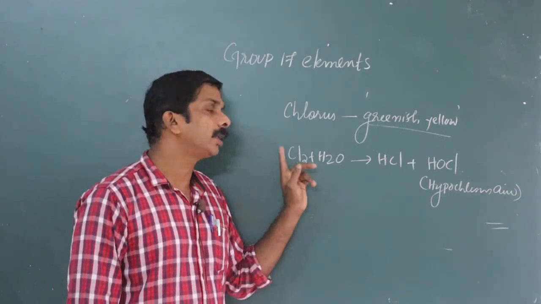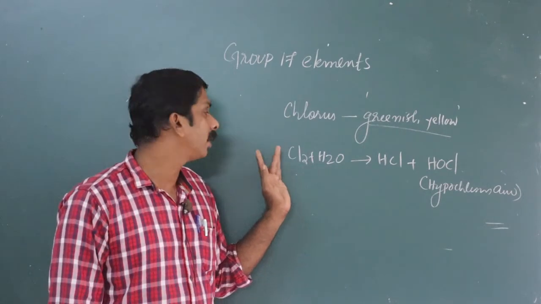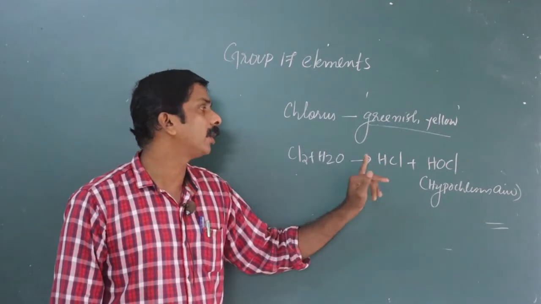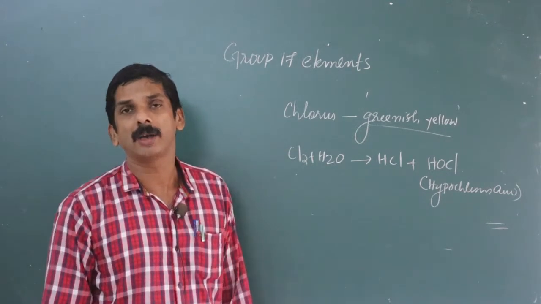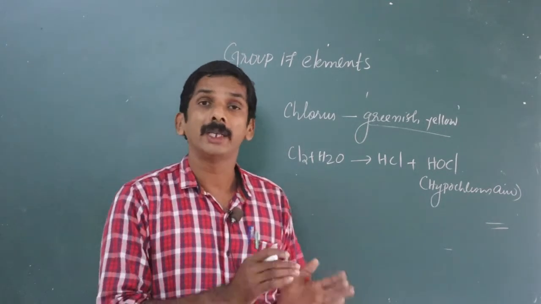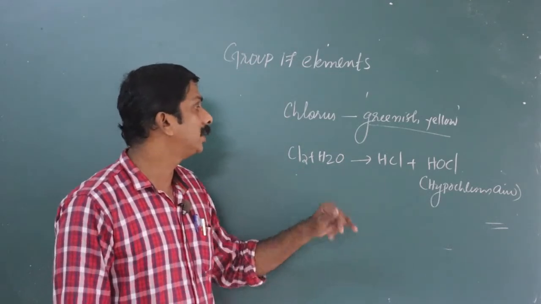HCl is converted to chlorine by Deacon's process by oxidation, and chlorine can be converted to HCl by this method. Usually in the examination, you are asked how will you convert HCl to chlorine and vice versa, that means chlorine to HCl.